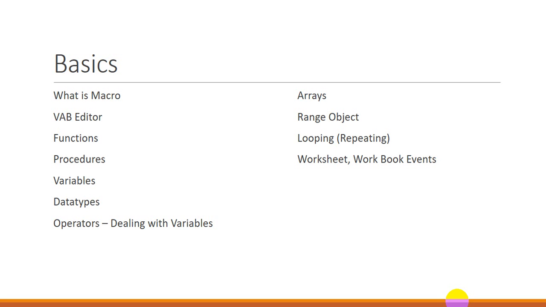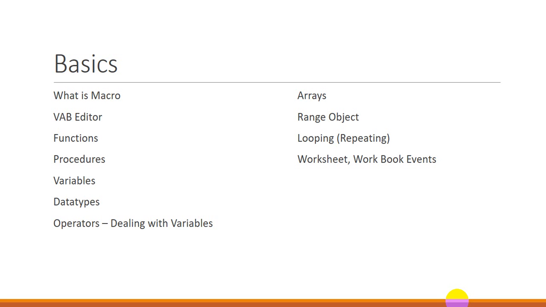We'll see how to write a simple code, and then we see how to build a function through a macro and how we have to use them, and then procedures like subroutines and public procedures and private procedures, and whether they work only for the current worksheet or for all the worksheets we are working with.